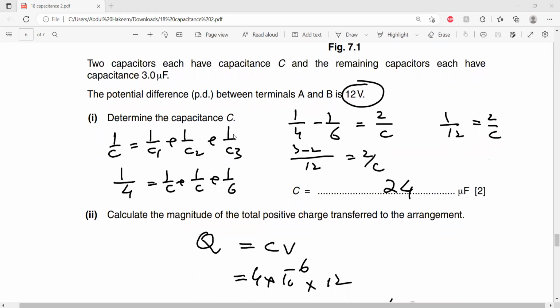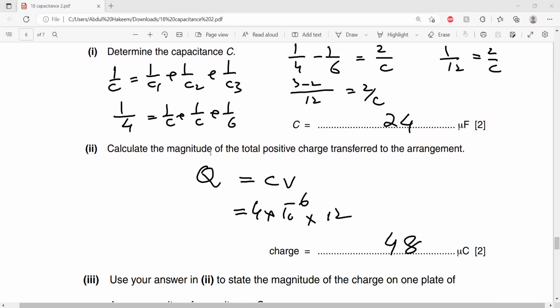Now the next, calculate the magnitude of the total positive charge transferred to the arrangement, meaning the total charge of the circuit. Q is equal to CV. Total capacitance is given as 4, so 4 into 10 power minus 6, and the total voltage is 12. So it's 48 microcoulomb.